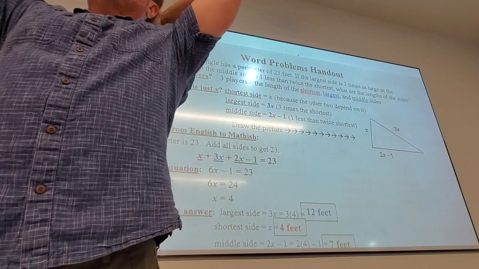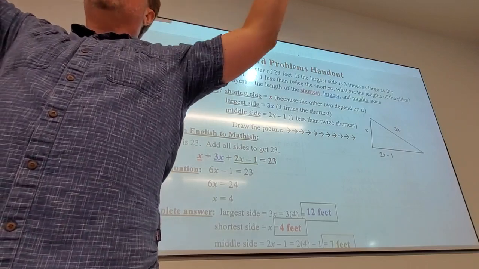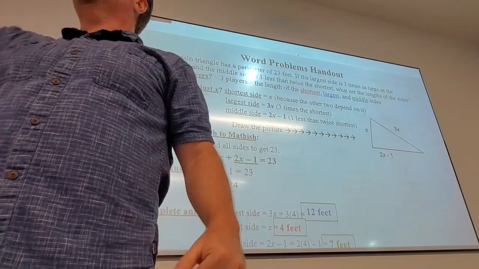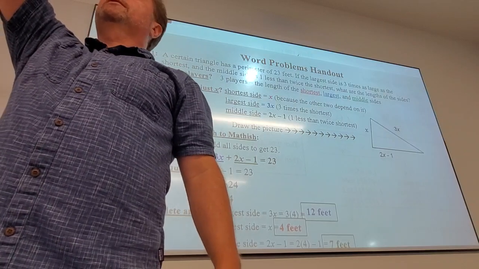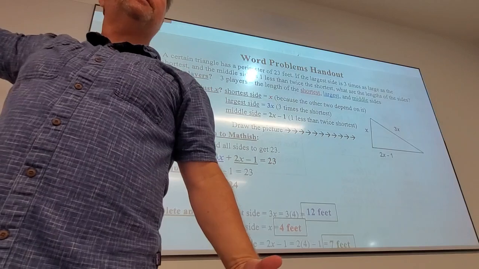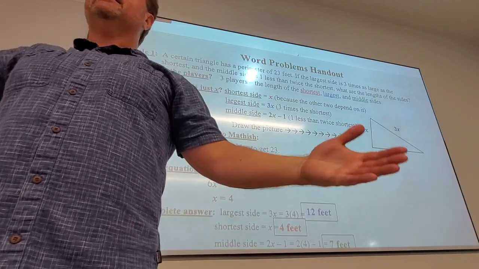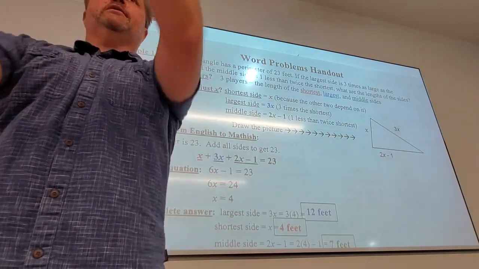If I call the shortest side X, I now know what to call the largest side, not Y, because the largest side is dependent on the shortest side. So do you guys agree with what I wrote there? Largest side is 3 times as large as the shortest. We call the shortest side X. So of course the largest side is 3x.